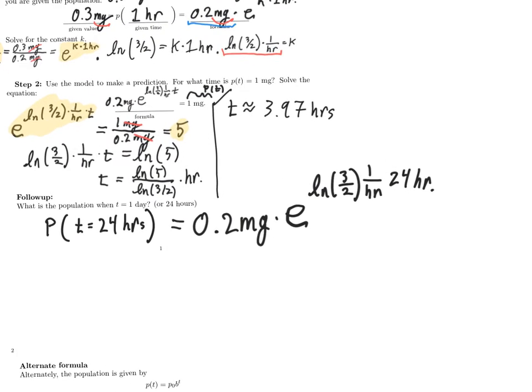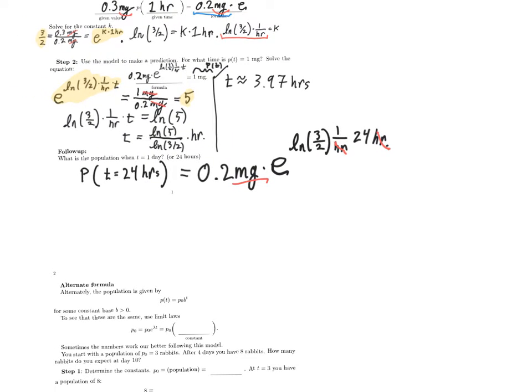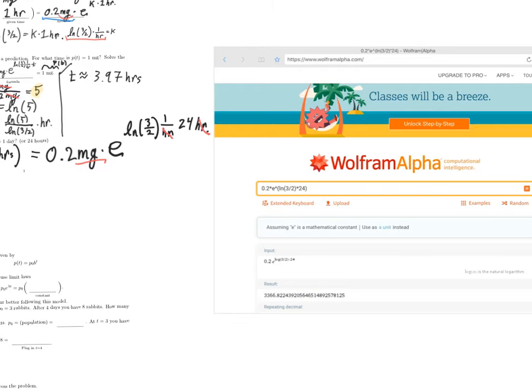And again, we can do a little bit of simplification. Those hours will cancel. There's a unit of milligrams, so I'll just remember that when I go and use a computer to make this computation right now. Doing that. All right, carrying on. So let's just see what I've done. 0.2, I've dropped the milligrams. I just need to remember I need milligrams in there. e raised to the ln of 3 over 2 times 24. There it is in pretty print, exactly as I need.